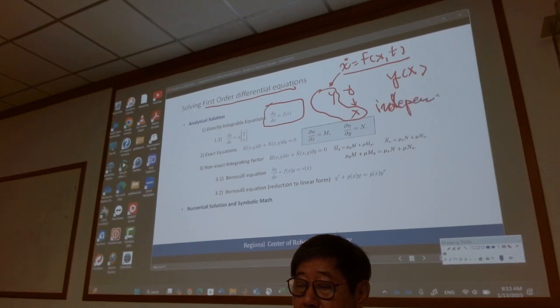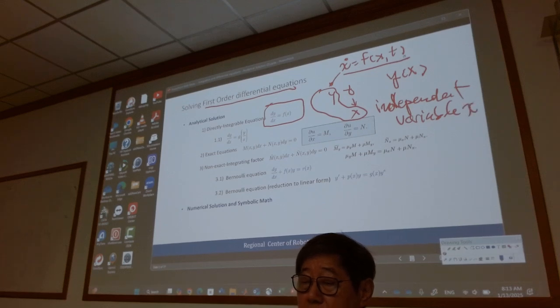The independent variable will be x. Previously we used t for dynamics. This time I try to make it more general, so we use x instead as the independent variable, and the state variable, or dependent variable, is y.